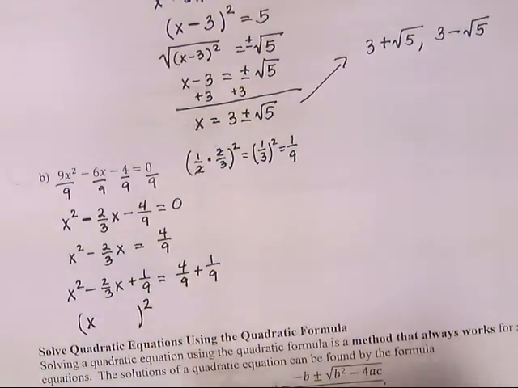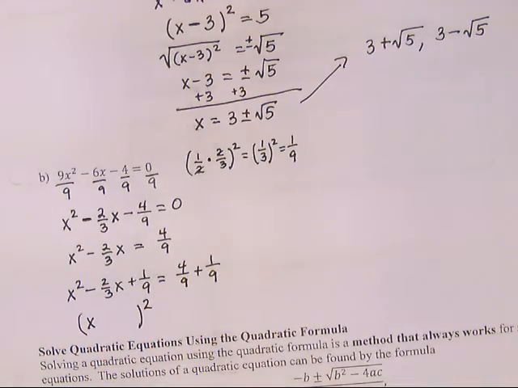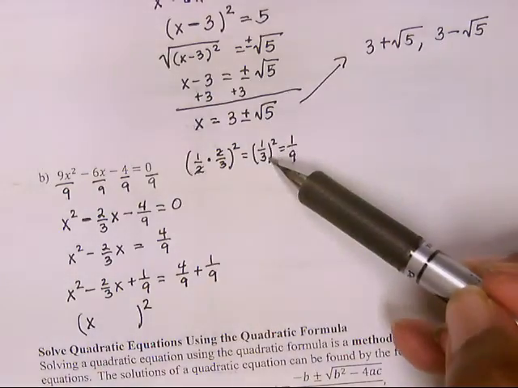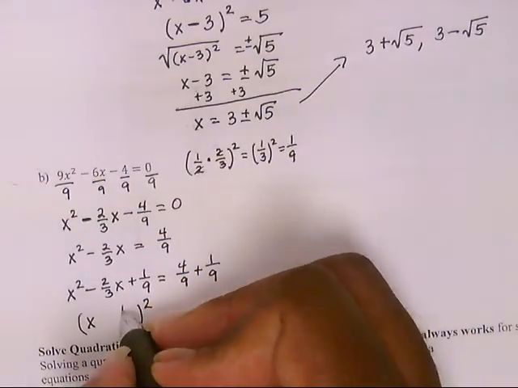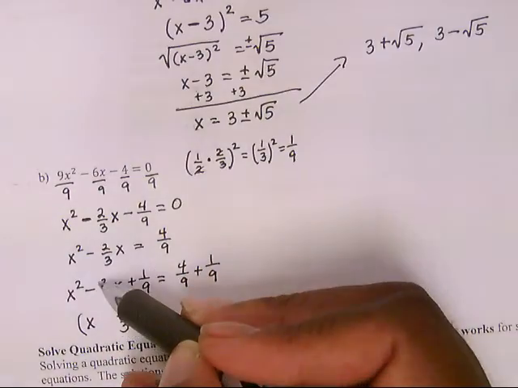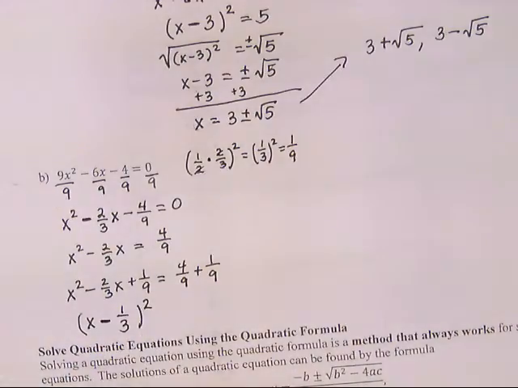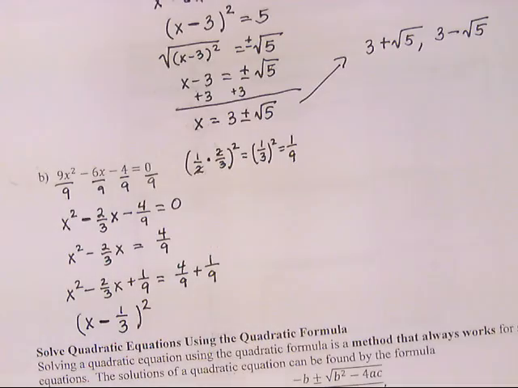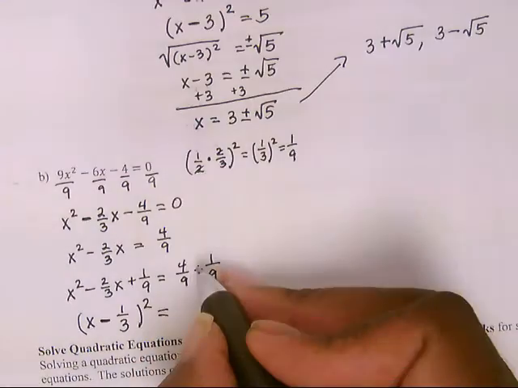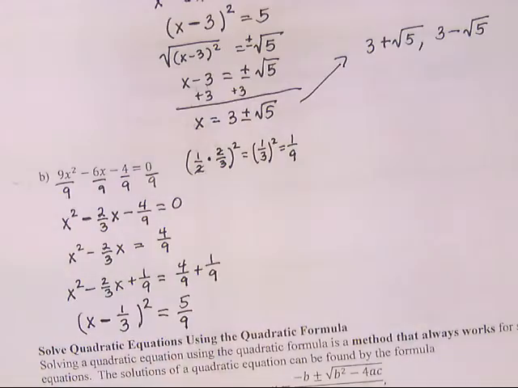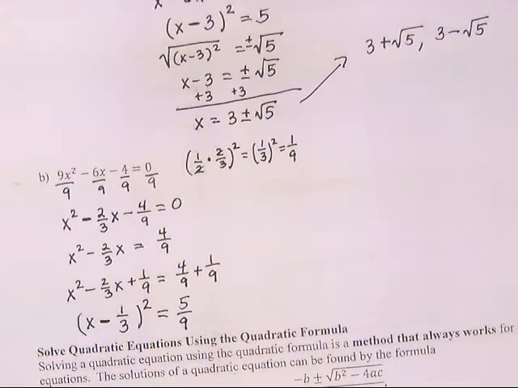I can factor that out as a binomial square, so it'll be an x here. If I take 1/2 of a negative 2/3, that gave me this 1/3 right here. That 1/3 goes here. And the sign of the middle term is a minus, so it must be a minus sign in between the two terms in the binomial. So the x minus 1/3 quantity squared, and then that's going to be equal to 4/9 plus 1/9. That'll give me 5/9. So we got x minus 1/3 quantity squared is equal to 5/9.